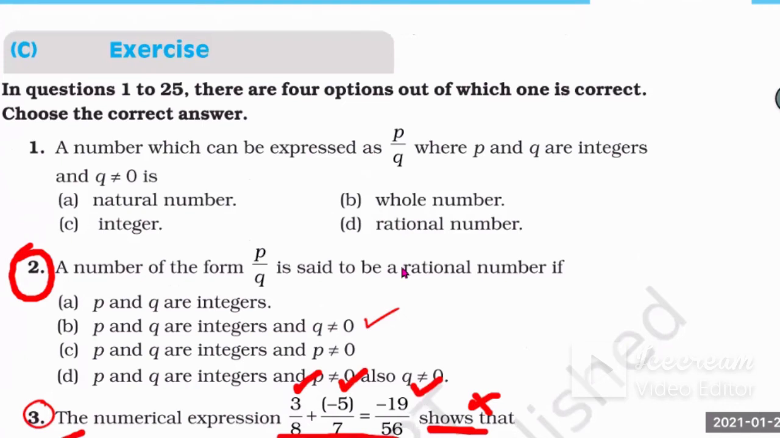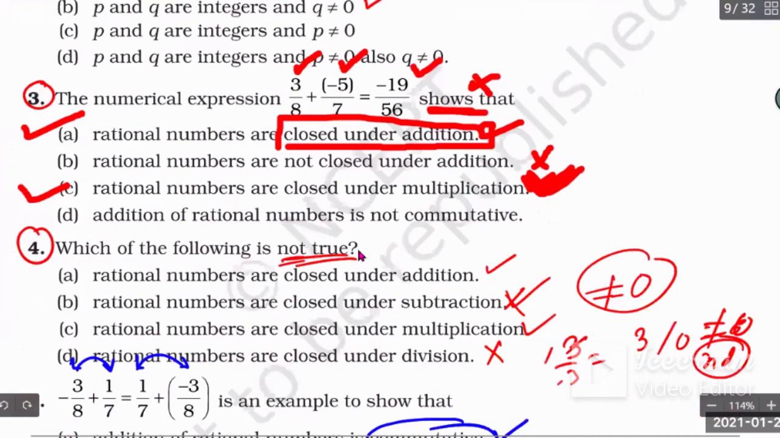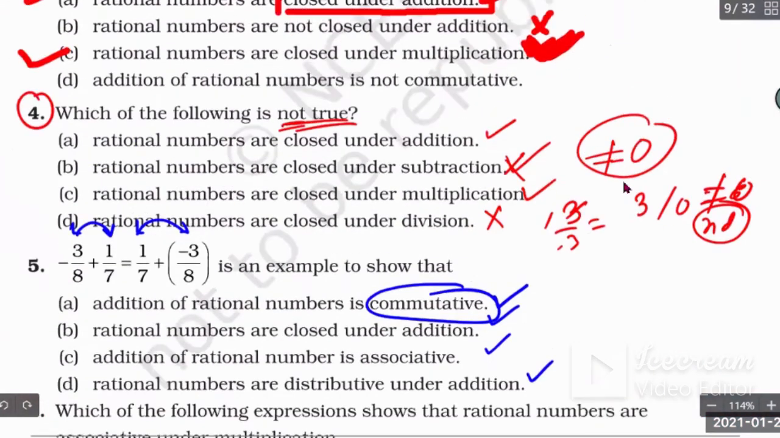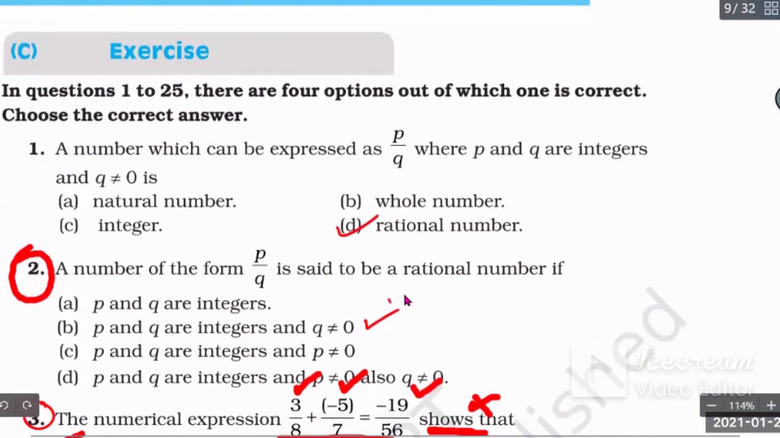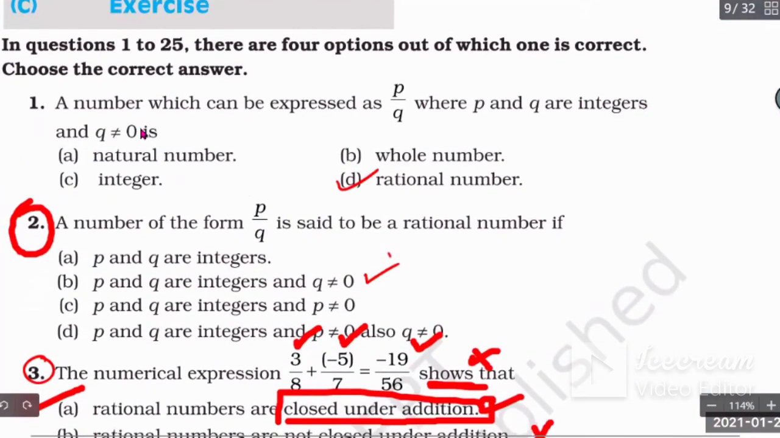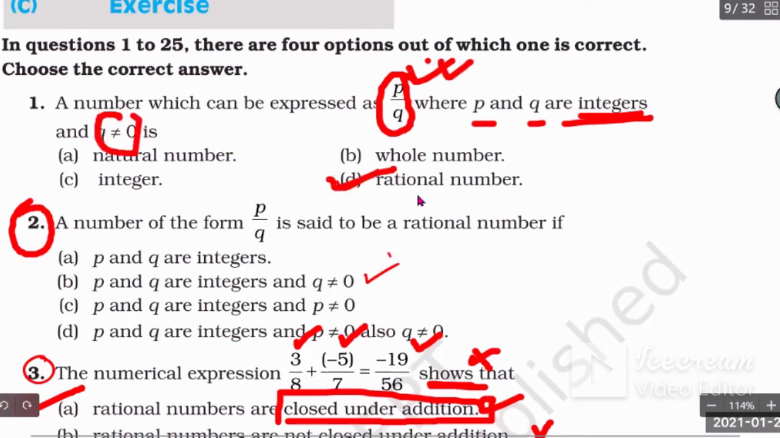सर पूरा राम कथा खत्म हो गया, पूछता है राम कौन, Integer. उल्टा जा रहा है ना? Integers कौन है भाई? A number which can be expressed as P by Q, where P and Q are integers. If you put these two integers in this form where Q is not equal to 0, then it is a rational number.